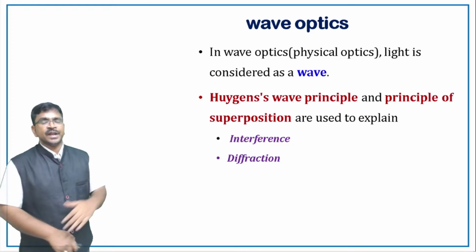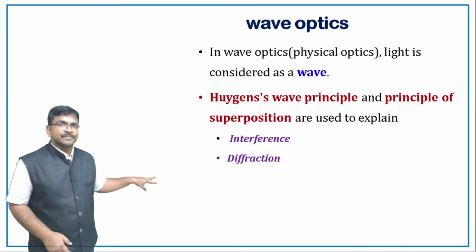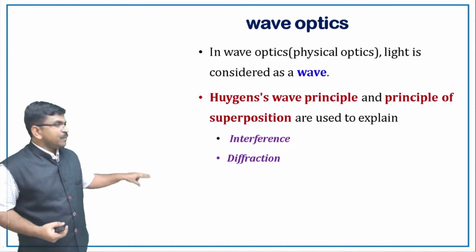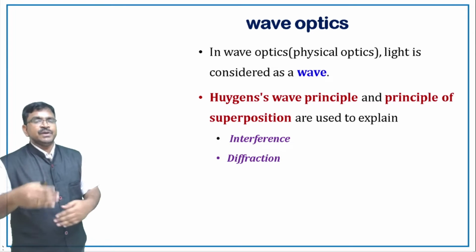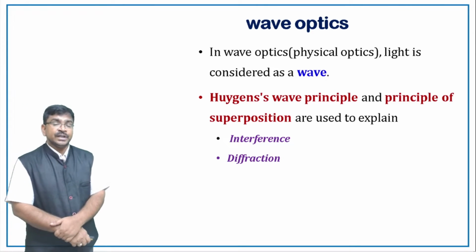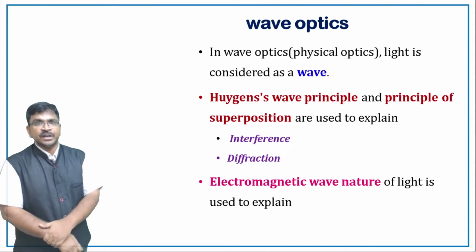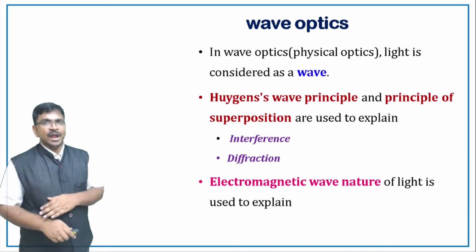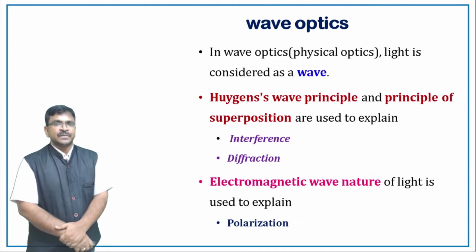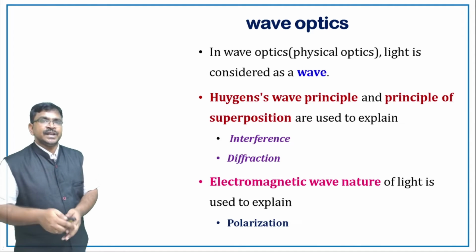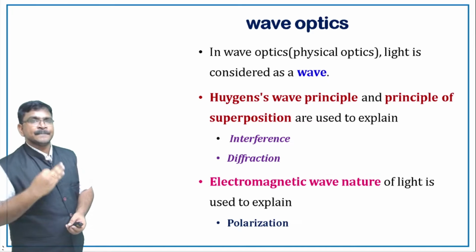Interference and diffraction. These two concepts are successfully explained by superposition of the wave. I hope everybody is familiar with the superposition of waves from the waves chapter also. And the electromagnetic wave nature of light is helpful, and it is used to explain the last phenomenon, that is polarization. Now in wave optics, these three concepts are very important: interference, diffraction and polarization.